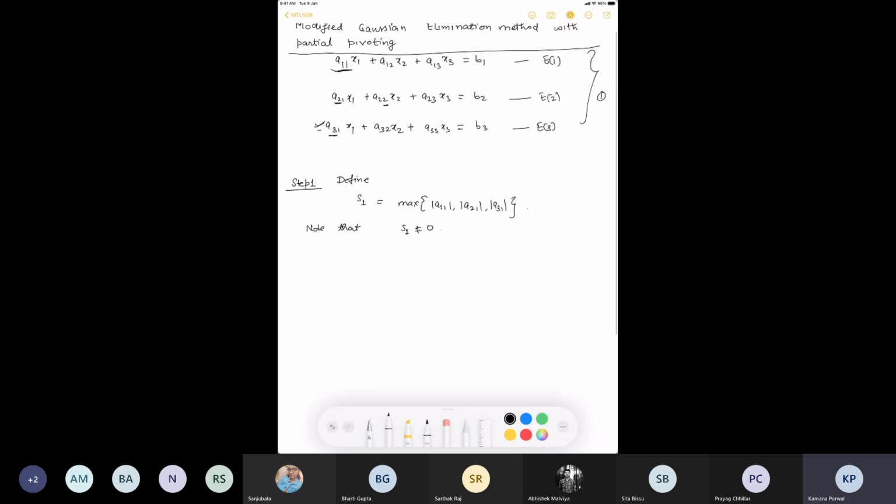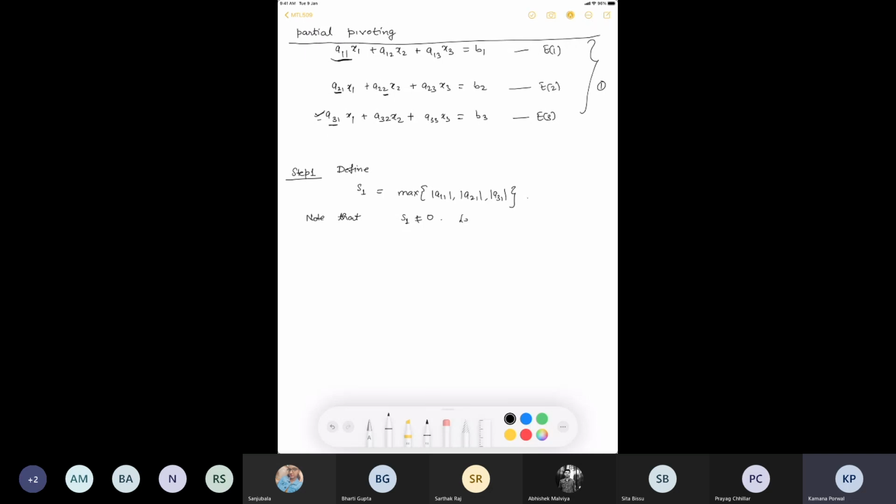Now, it might happen that, whatever the value of S1 you are getting, suppose A21 and A31 have the same value, right? Now, which one will you choose, whether you exchange the first row with the second row or the first row with the third row? So this problem might occur. For that, we'll choose the least integer, the least number. So let's call it K. Let K be the least number such that S1 is occurring at the row AK1.